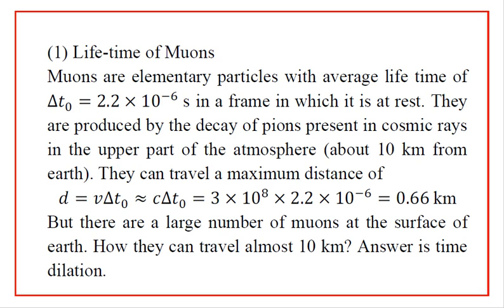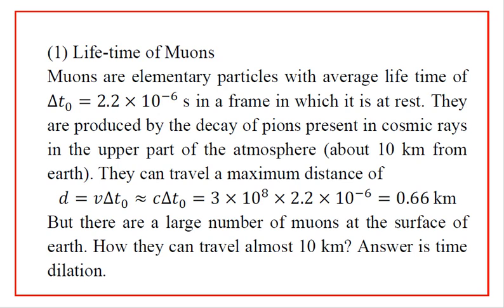And these muons are produced by the decay of pions. These pions are also elementary particles. They are also unstable, so they will decay, producing muons. This conversion of pions into muons happens in the upper part of the atmosphere, about 10 kilometers from the surface of Earth.